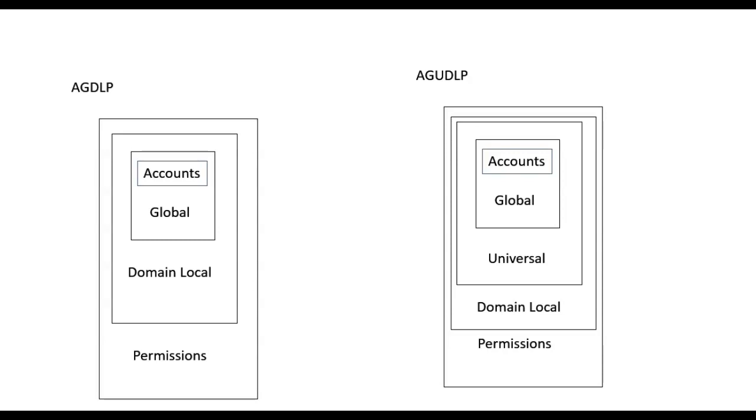The first strategy is called AGDLP. That is to say, you're going to put accounts into global groups. That's the AG portion. And then you're going to nest those global groups into domain local groups. That's the DL here. Finally, you're going to apply permissions to those domain local groups.